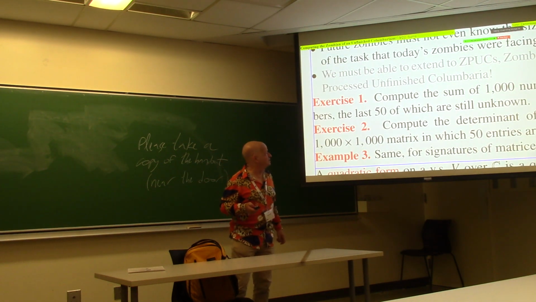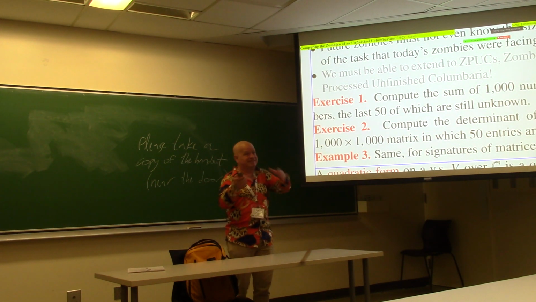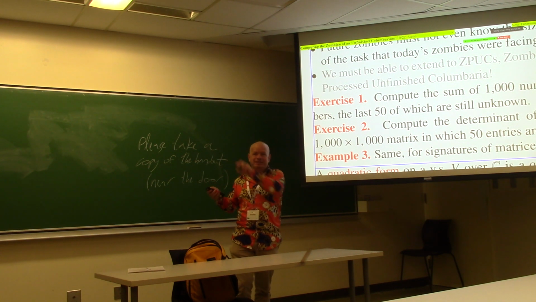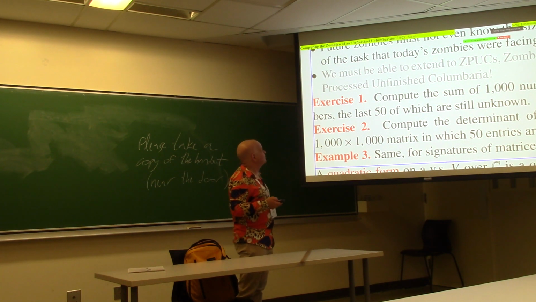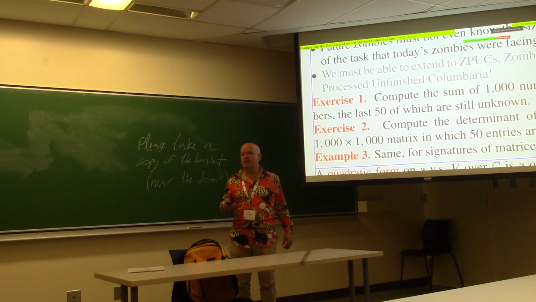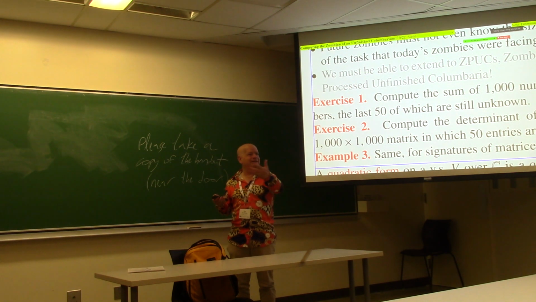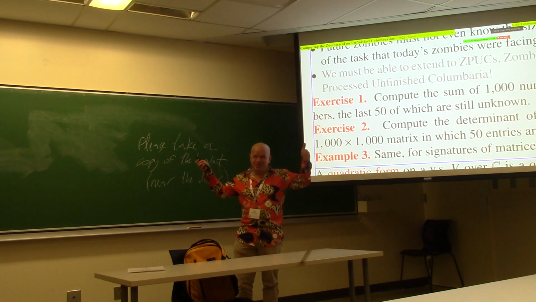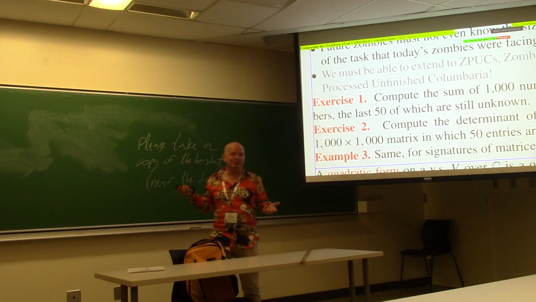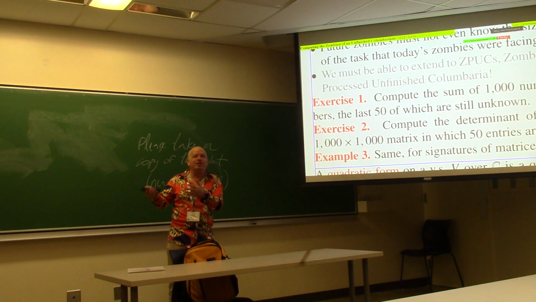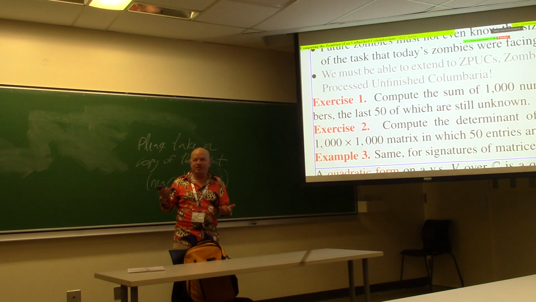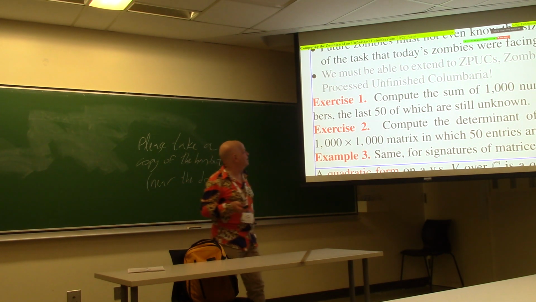Here are a few exercises. Suppose I wanted to compute just the sum of the pieces of information in the cavities. Compute the sum of 1,000 numbers, the last 50 of which are unknown. What information would you pass to future generations? Just the sum of the 950. Good. That satisfies the conditions. It's easy to compute and independent of the fact that there were 950 numbers before. We've passed just a tiny amount of information.